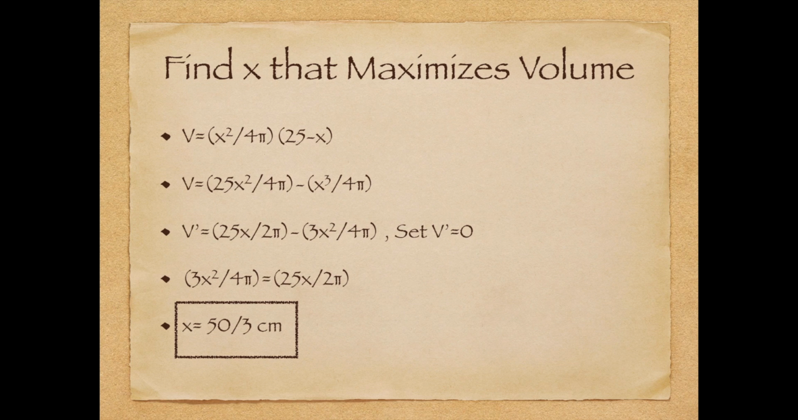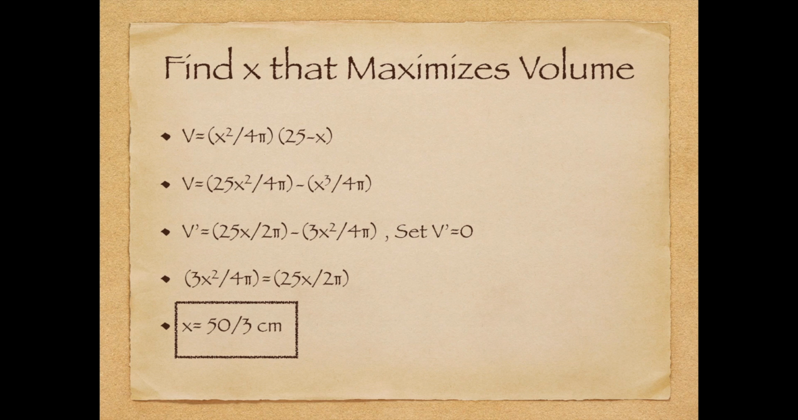We are going to differentiate that, and we will get 25x divided by 2 pi minus 3x squared divided by 4 pi. We set the derivative of the volume function equal to 0 since we're finding the maximum volume. I just added 3x squared divided by 4 pi to the left side, because I wanted to work with positive numbers here. Just cross multiply and solve for x, and we got 50 divided by 3. To the nearest tenth, that's 16.7 centimeters.